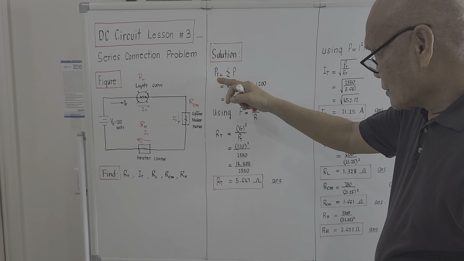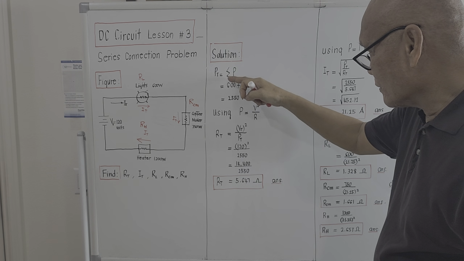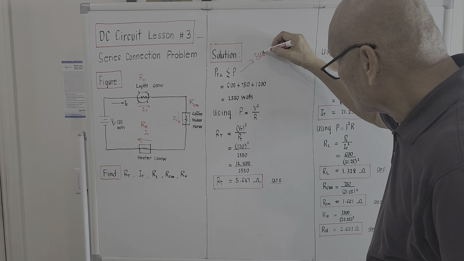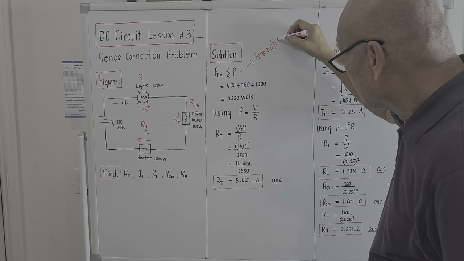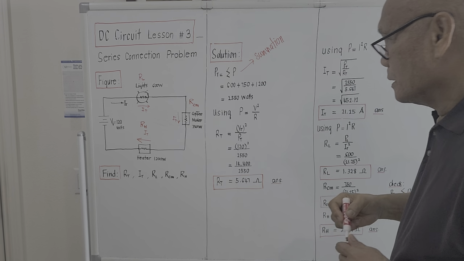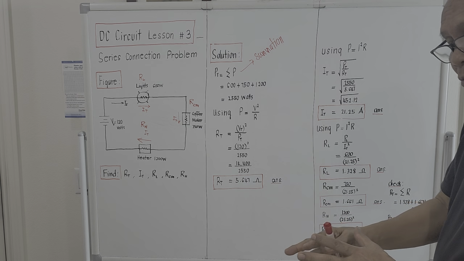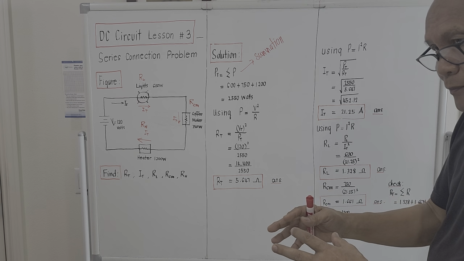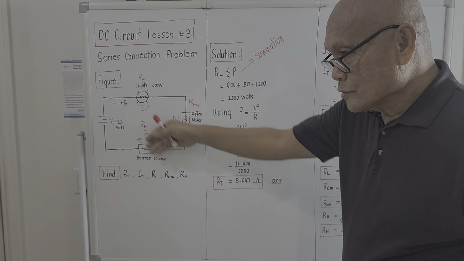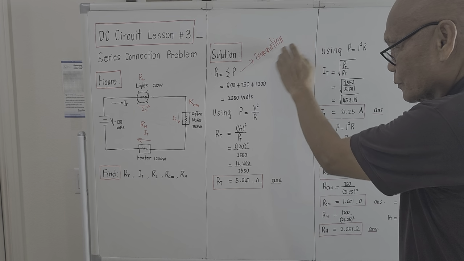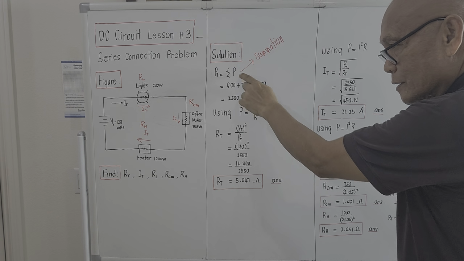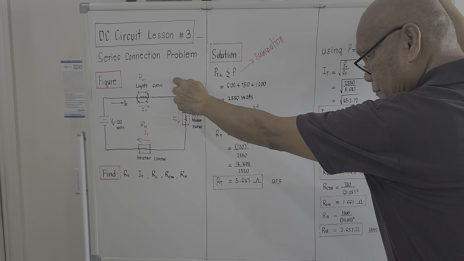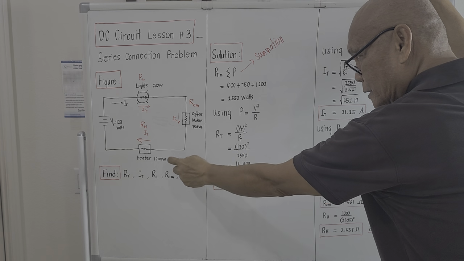Capital letter P with the subscript T is equal to sigma, and this notation is referred to as summation, the summation of P. For a series connection, the total power of the entire system will be the summation of the individual powers. And the individual powers are actually three: the lighting load, the copy maker, and the heater.